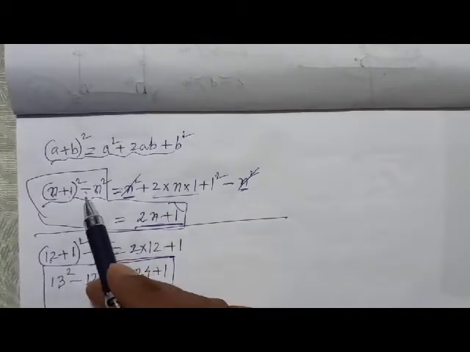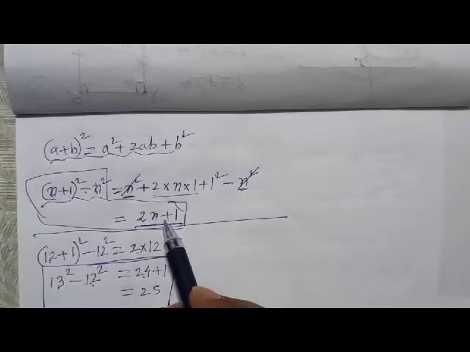n plus 1 whole square minus n square is equal to twice n plus 1.